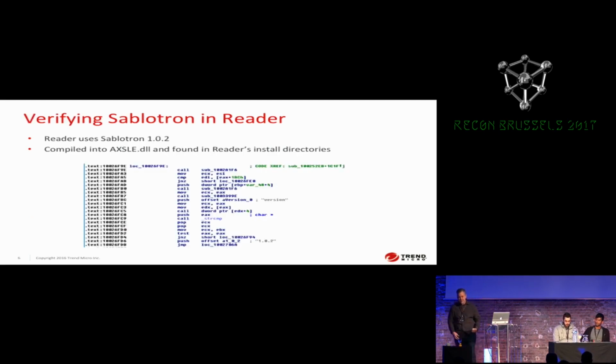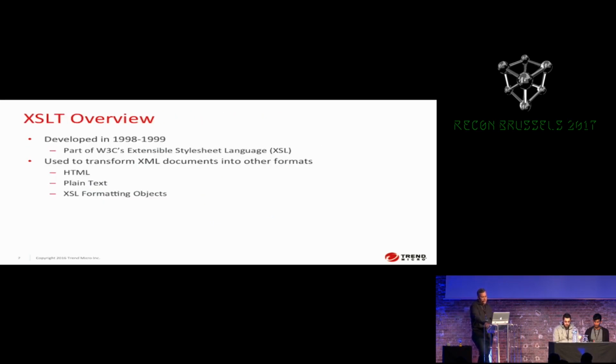Now, if you don't believe us that Sablotron is actually being used in Reader, you can look at the licensing information in the product. It shows the fact that they are integrating that product, and it actually exists in AXSLE.dll. And we pulled the version information from the code, and you can see it on the screen here. It's actually using version 1.0.2 of Sablotron. So this is proof that it is actually integrated into that DLL.